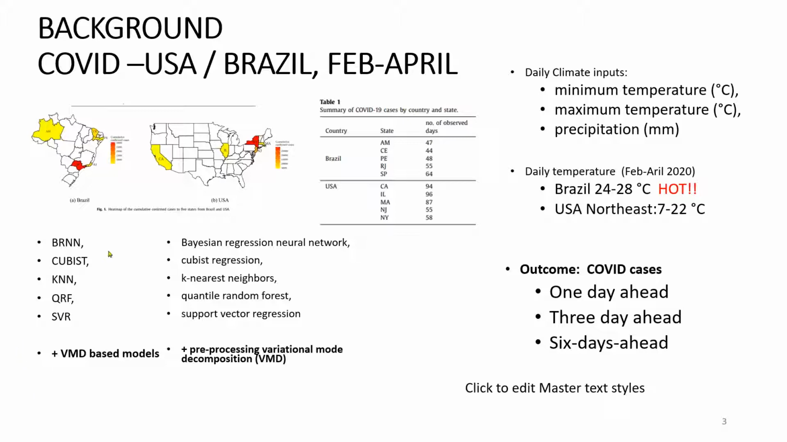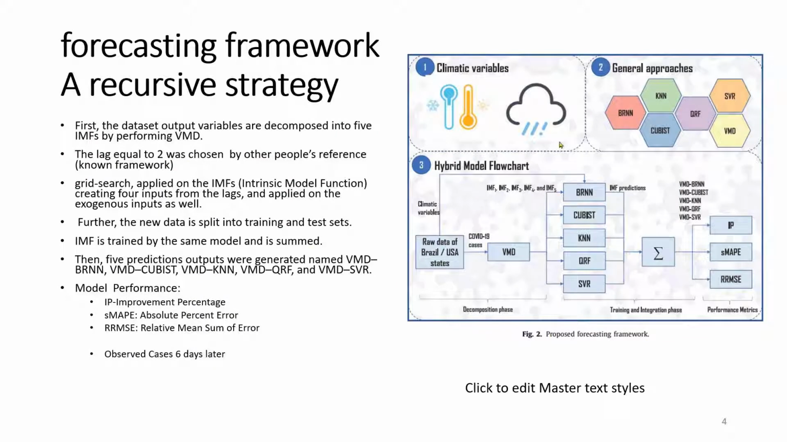For all these data, they first used a decomposed model, and they also did the non-decomposed time series as a comparison. Then 5 tree and rule-based models were applied: Bayesian regression neural network, Cubist regression, KNN, conditional random forest or quantile random forest, and support vector regression. Here on the right-hand side is their model. They call this framework the recursive strategy.